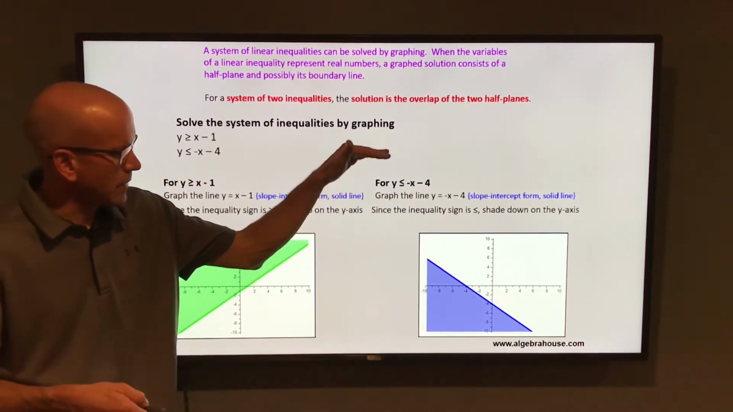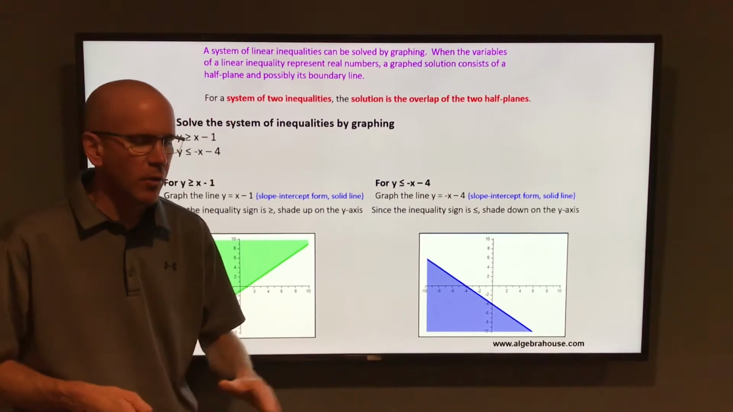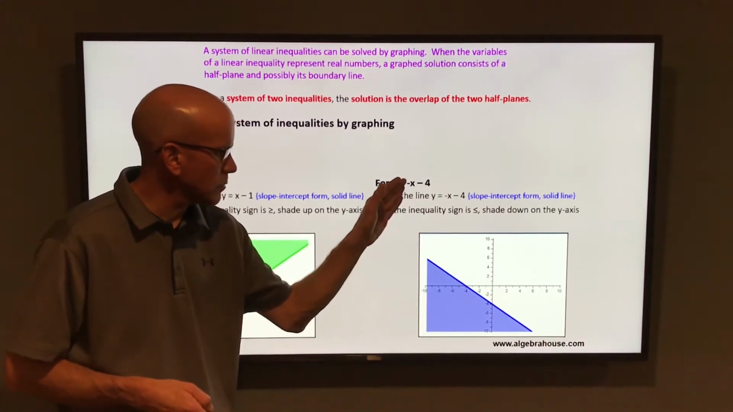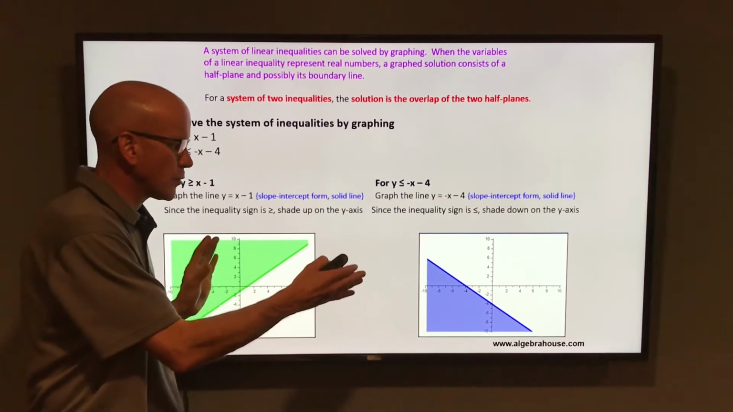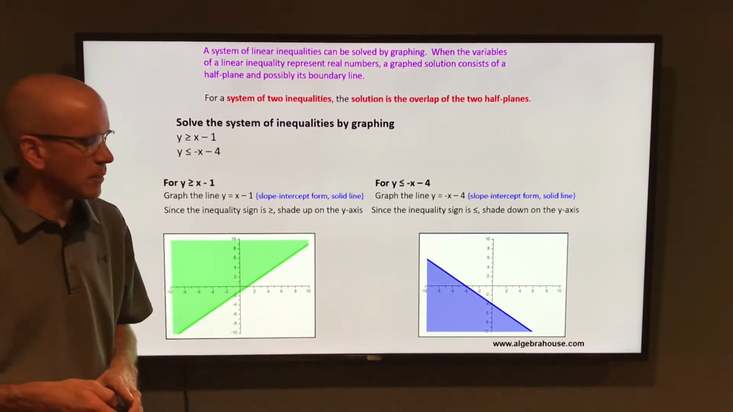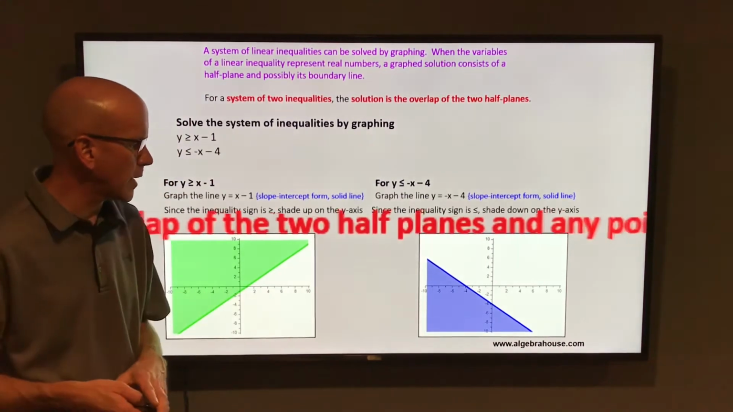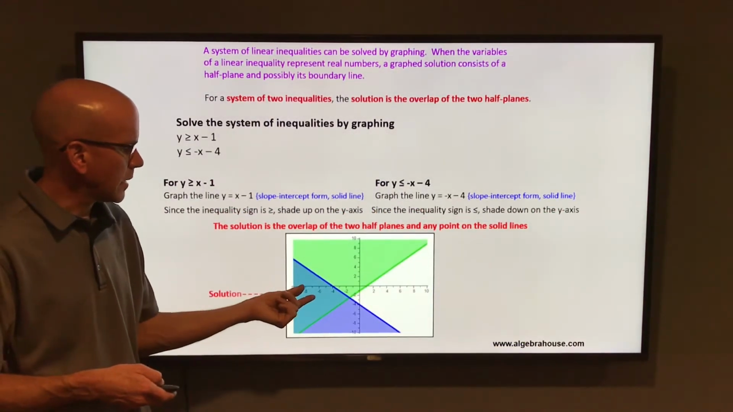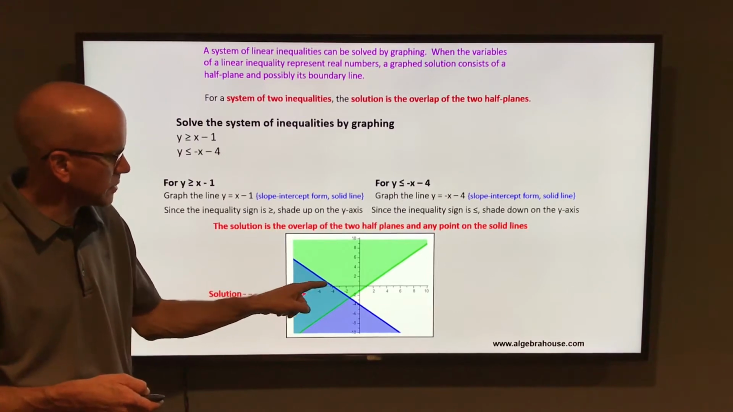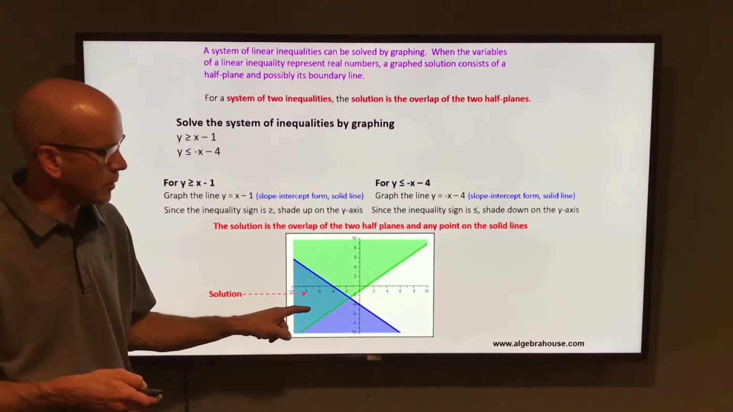And then you're shading everything below that solid line. All of those points in that shaded region are solutions to that second inequality. But on paper, you're graphing these one right on top of the other one. So what these look like, one right on top of the other, would be this. Now the solution set to this system is this overlap, where those two inequalities overlap.